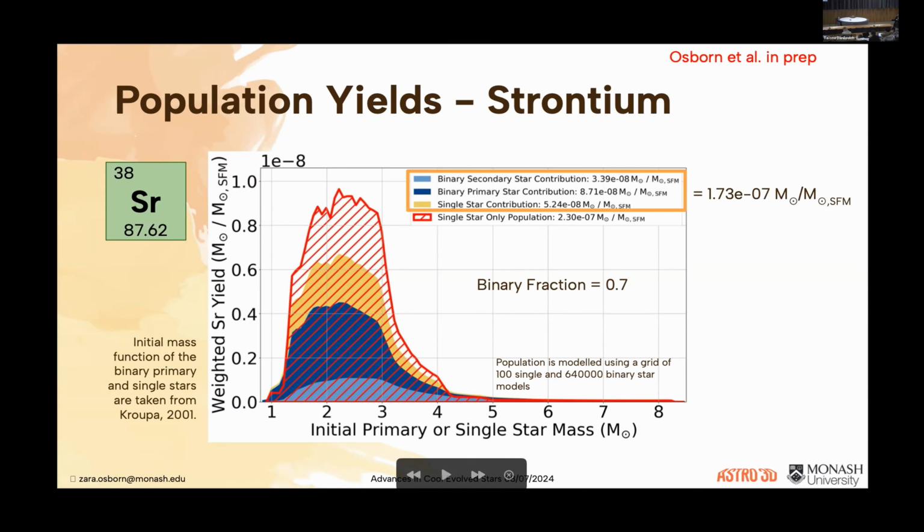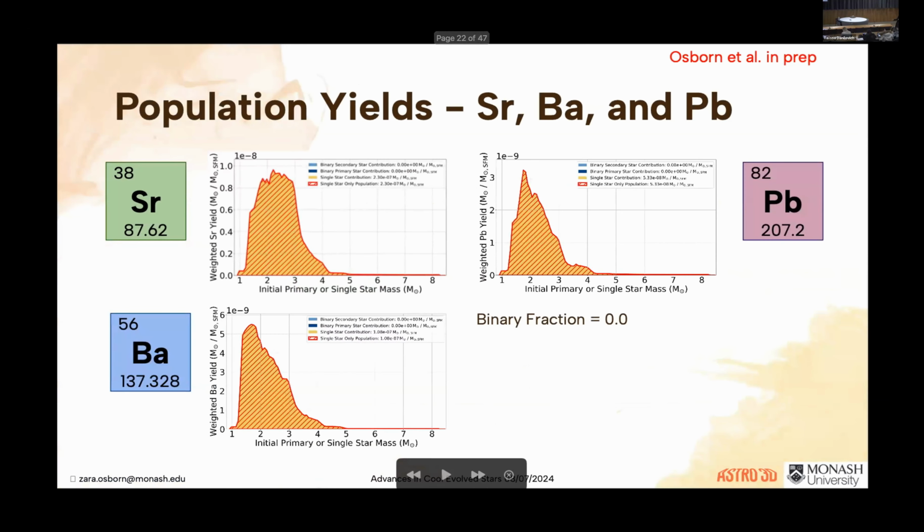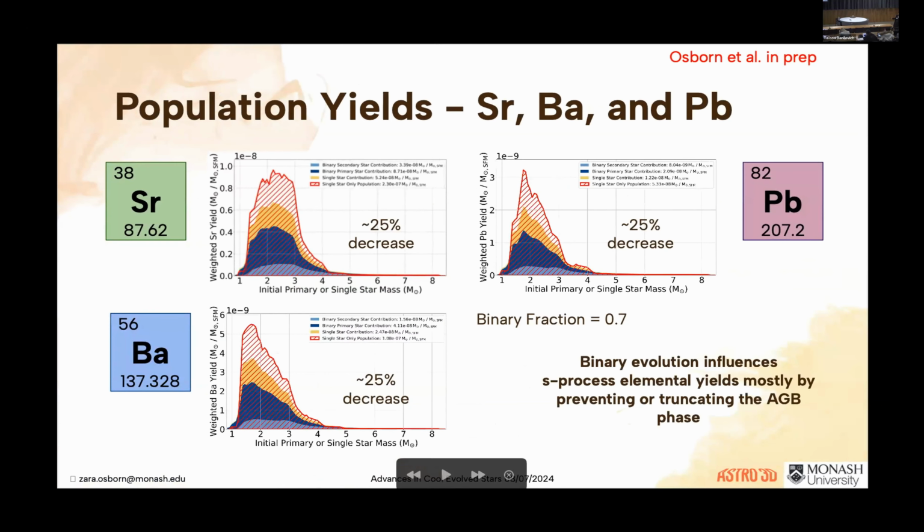If we compare these two populations, we find that the inclusion of binaries results in a 25% decrease in the strontium that is ejected by our stellar population. Now, if we take a look at a few of the other elements, here we have barium and lead, two more heavier S-process elements. Once again, our binary fraction is 0, and we can increase the binary fraction. In doing so, we see a similar decrease in all of our S-process elements.